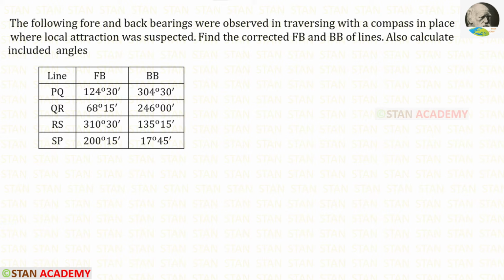Hello everyone. Today we are going to do a problem based on compass surveying. Let us read the question. The following fore and back bearings were observed in traversing with a compass in place where local attraction was suspected. Find the corrected fore bearing and back bearing of lines. Also calculate included angles. Lines are given. For the lines, fore bearings and back bearings are given.